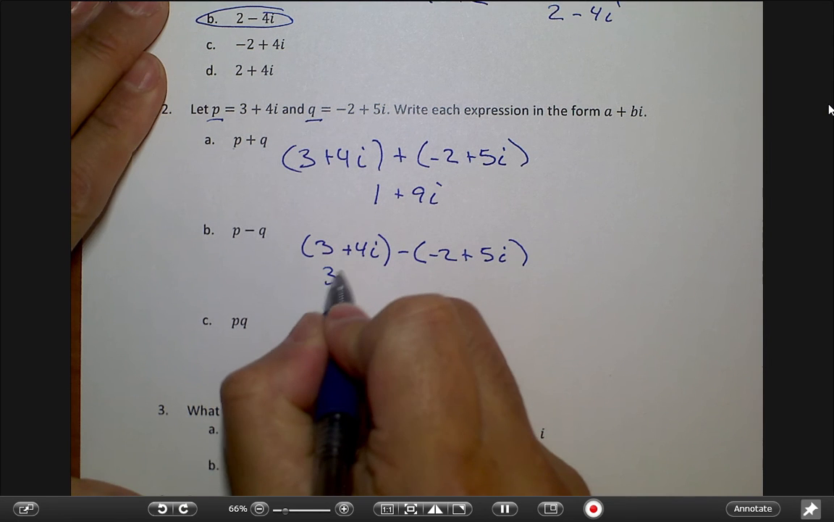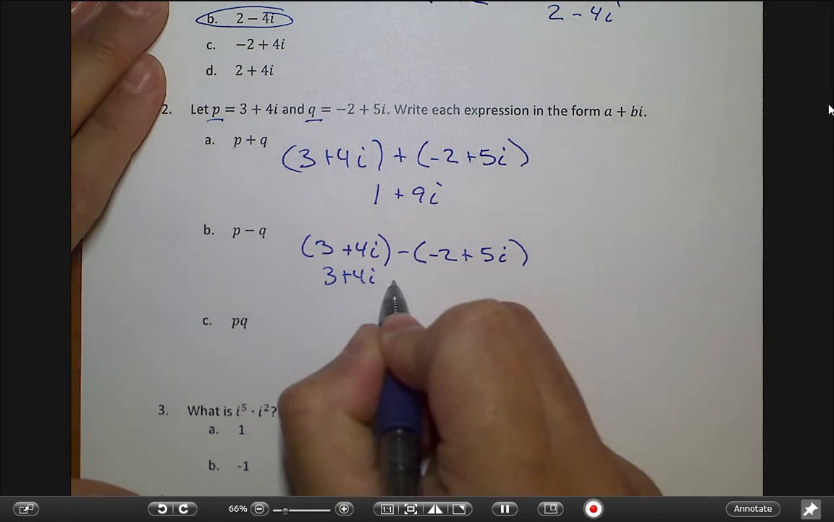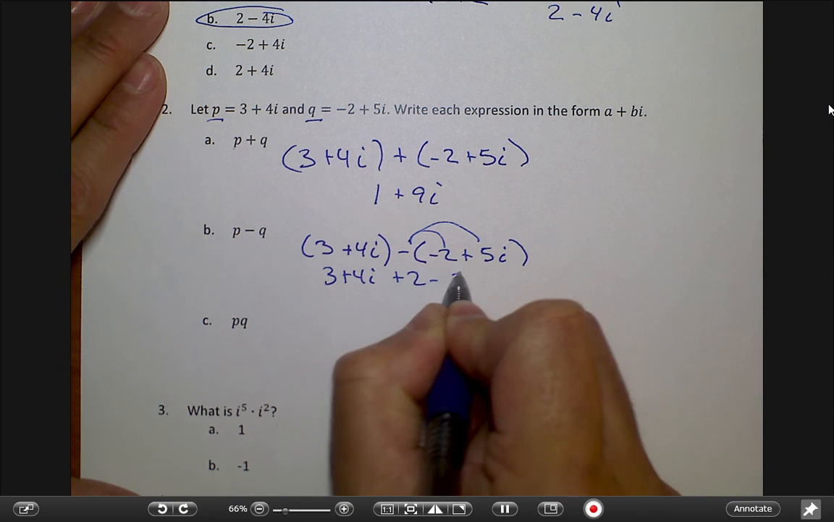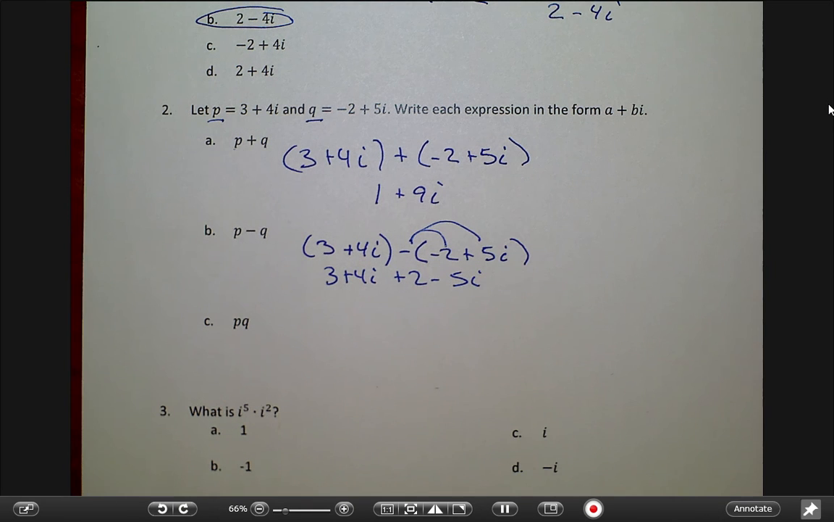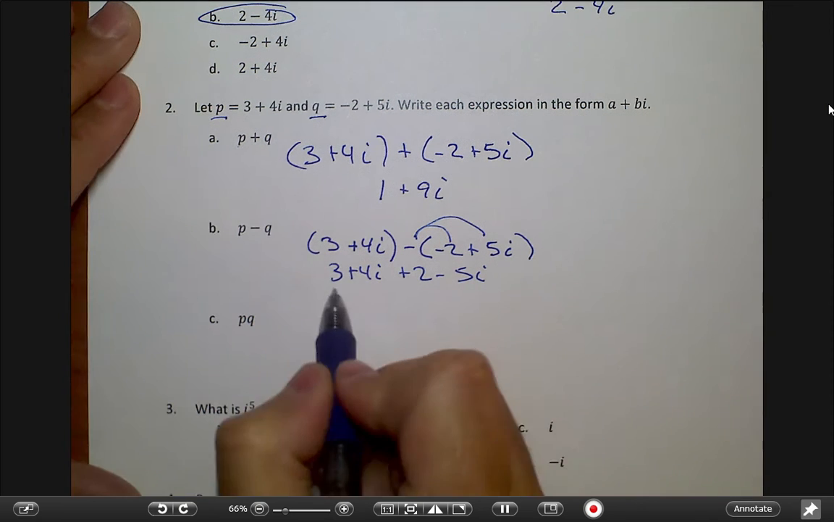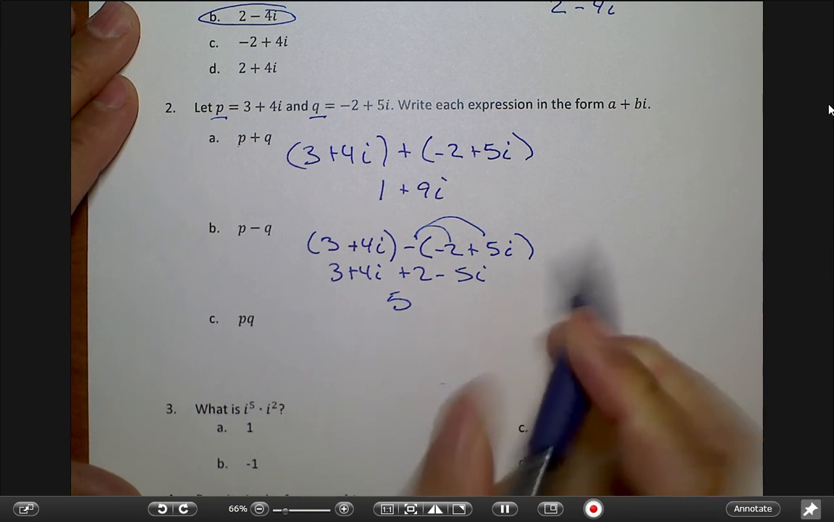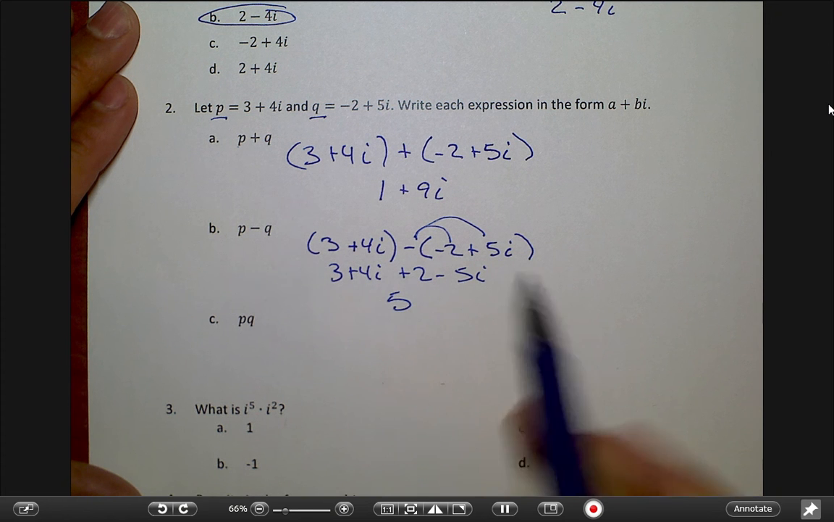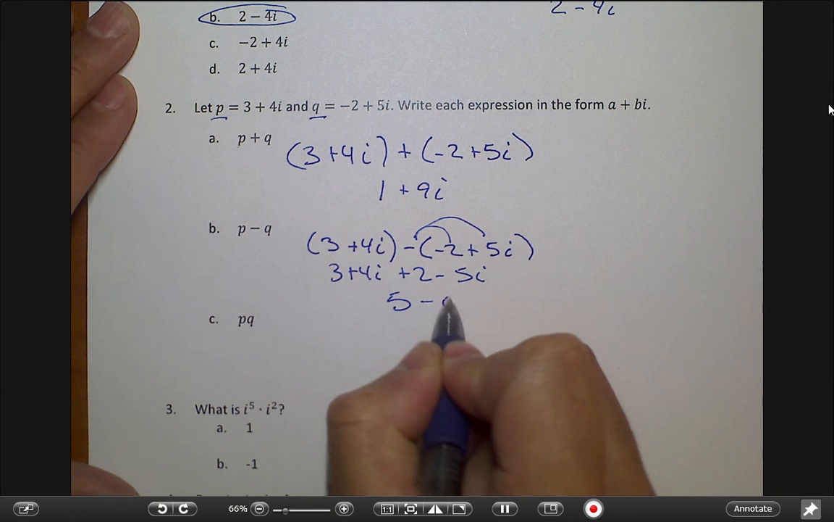So it's going to be 3 plus 4I. And as I distribute, that becomes plus 2, and this becomes minus 5I. Now that I distribute, now I can combine. So my reals are going to be 3 and 2 is 5. And my imaginary is going to be positive 4 and negative 5, which is negative 1I.